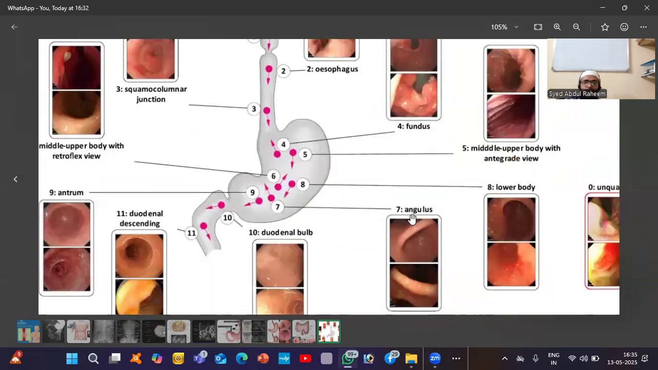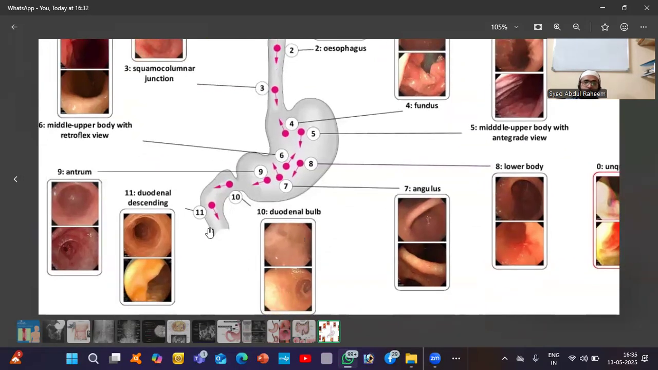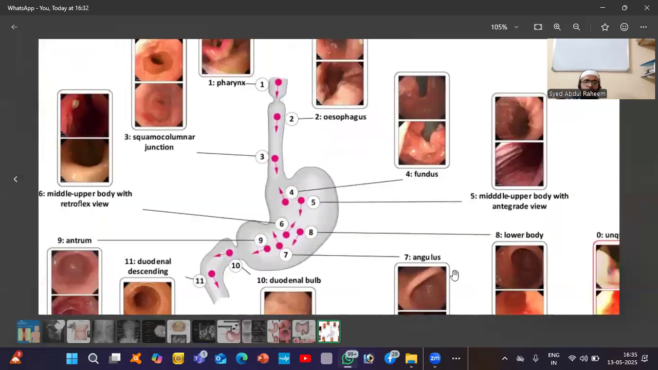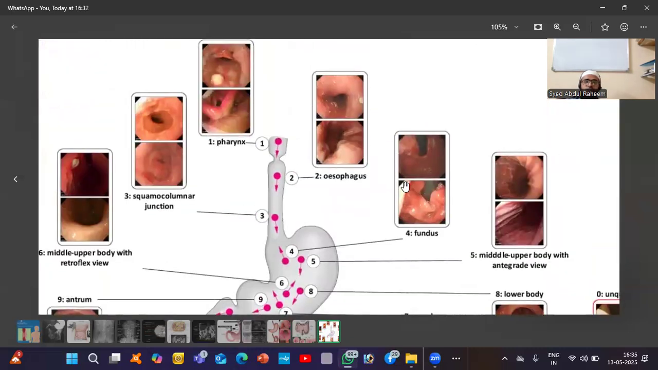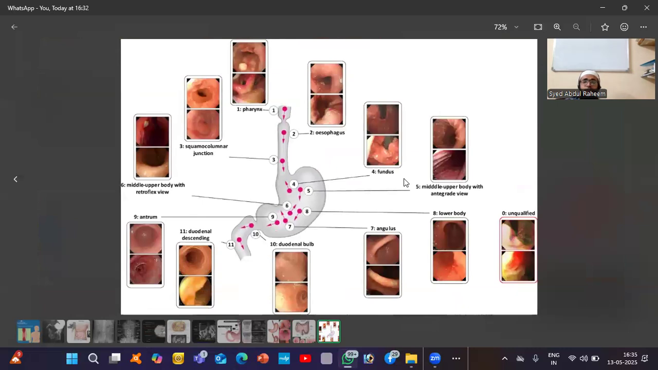Okay. Seventh, angulus, the disease area. Eighth one, lower body. Ninth one, antrum. Tenth one, duodenal bulb. 11th one, duodenum, ascending and descending duodenum. Okay. So these are the areas where endoscopy is done to see the internal structures of the upper GI, mostly the esophagus, abdomen, and duodenum.